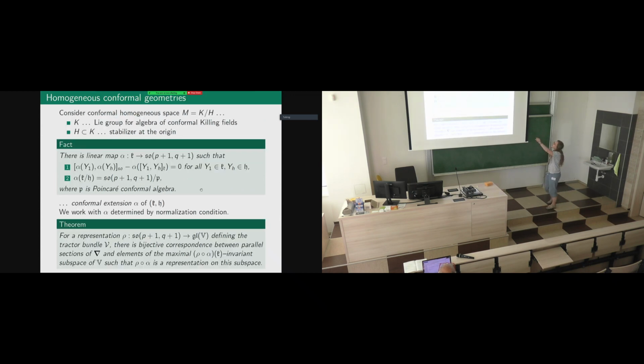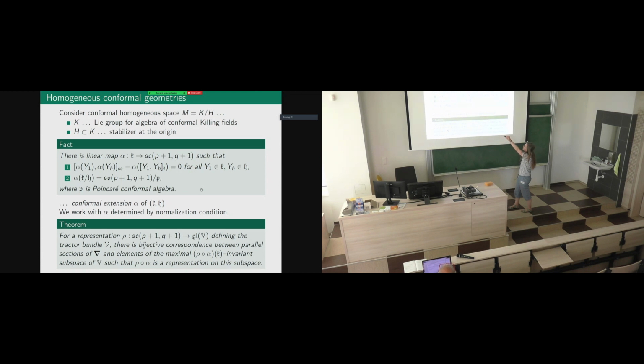So we consider a conformal homogeneous space, K mod H, where K is the Lie group of algebra of conformal Killing fields and H in K is the stabilizer at the origin. Then it can be proved that there is a linear map, usually denoted by alpha, going from K to SO such that this condition is satisfied, where Y1 is from K, YH is from H, and here we just compute the two brackets as follows.